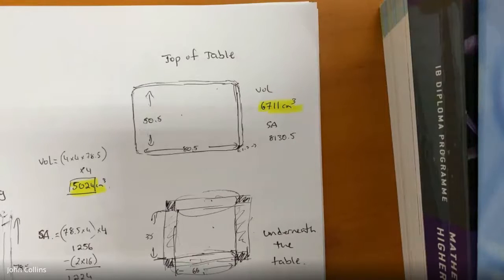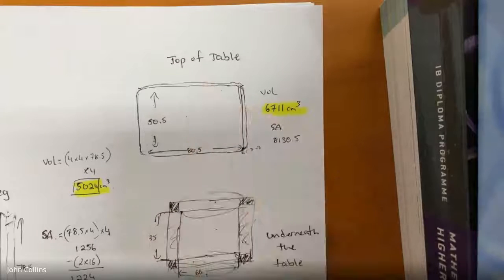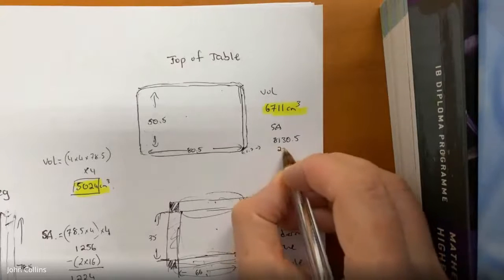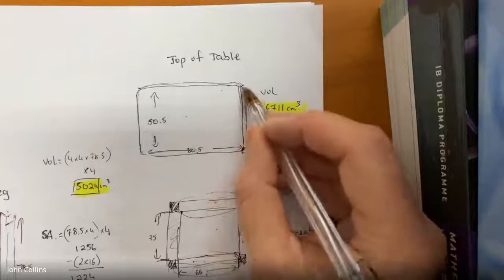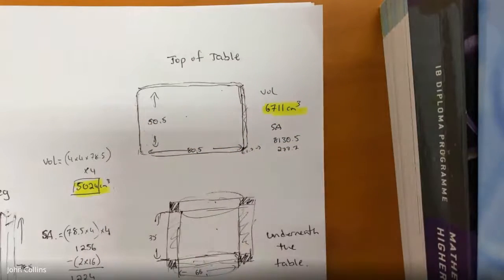So 80.5 times that 1.7 I have here. So there's a surface here and here, times that by 2. And I get 273.7. And then this surface here and this other surface on this side would be 1.7 times 50.5.